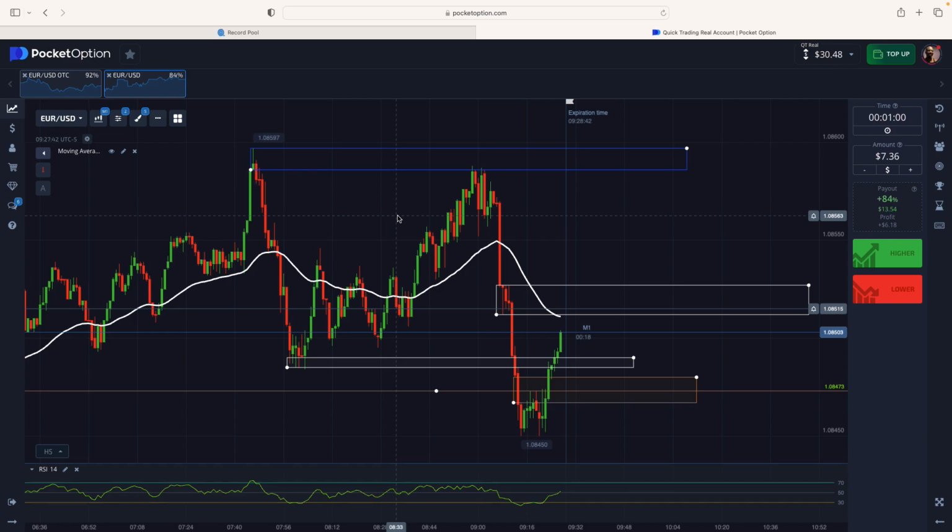Lock it. Normally, I would go to the 15-minute to see what's going on, but I just jump on here. I don't normally do this. I want to get on here.